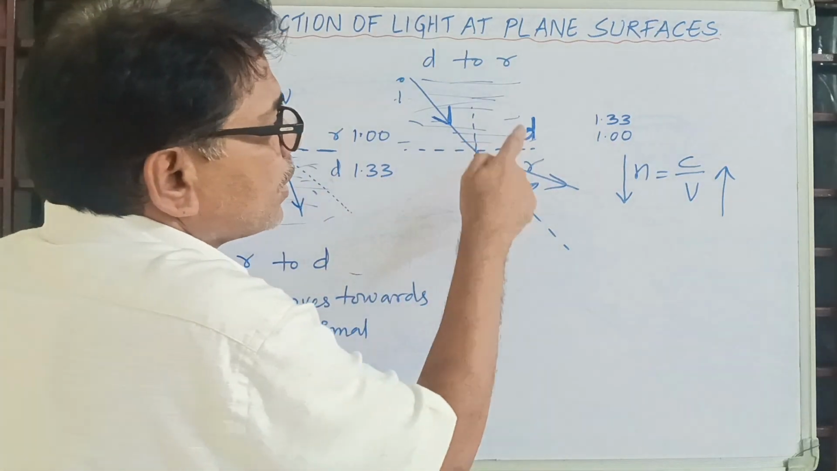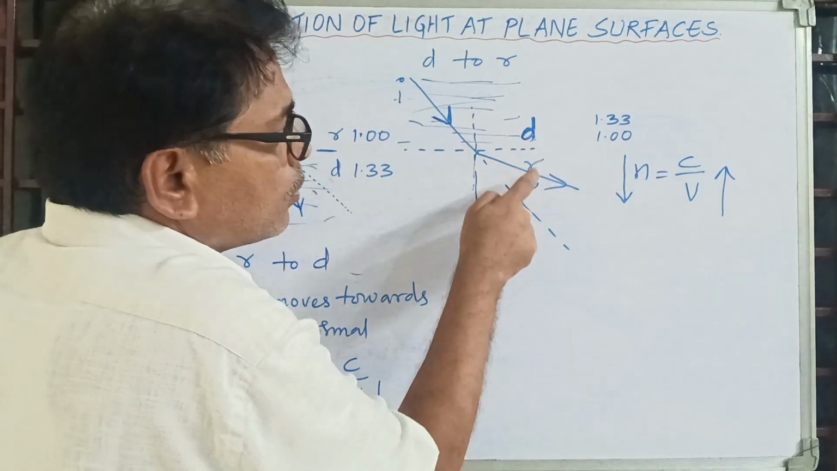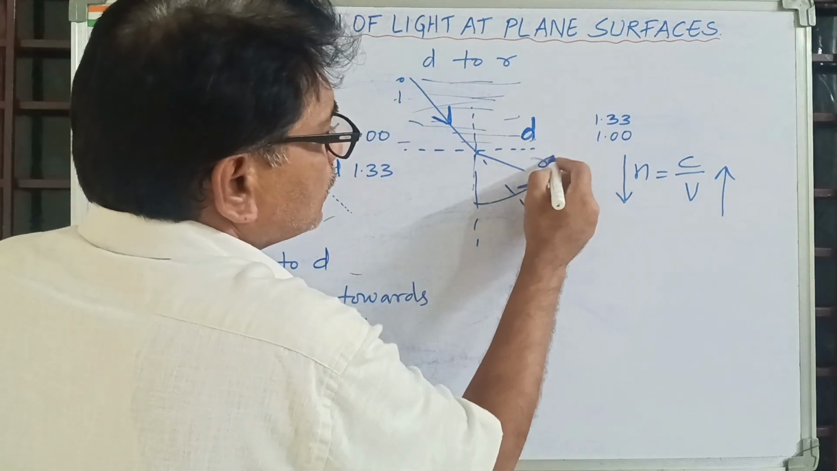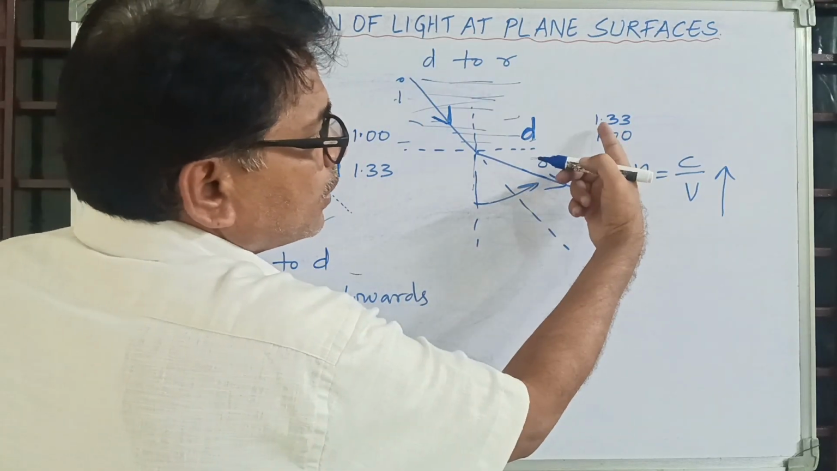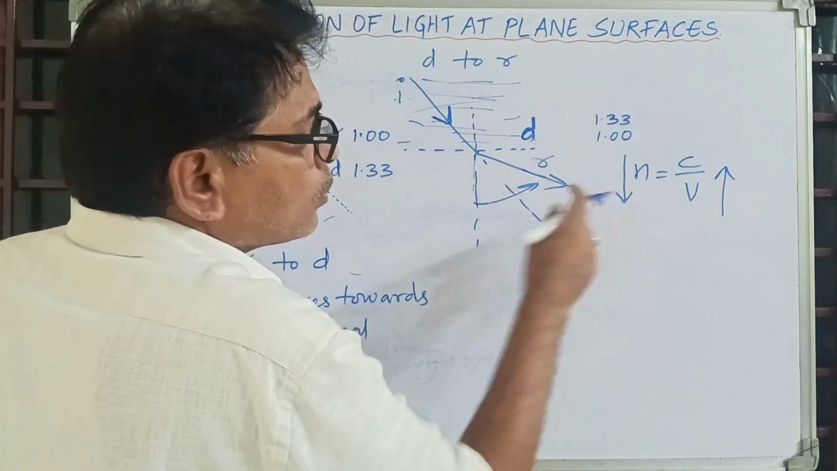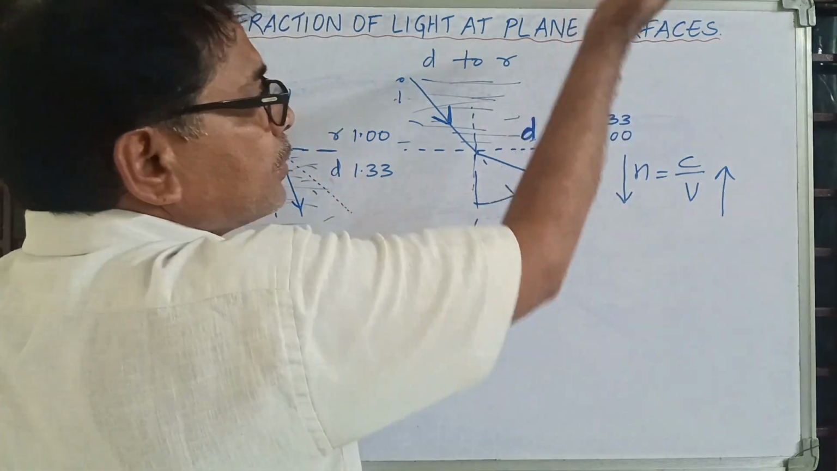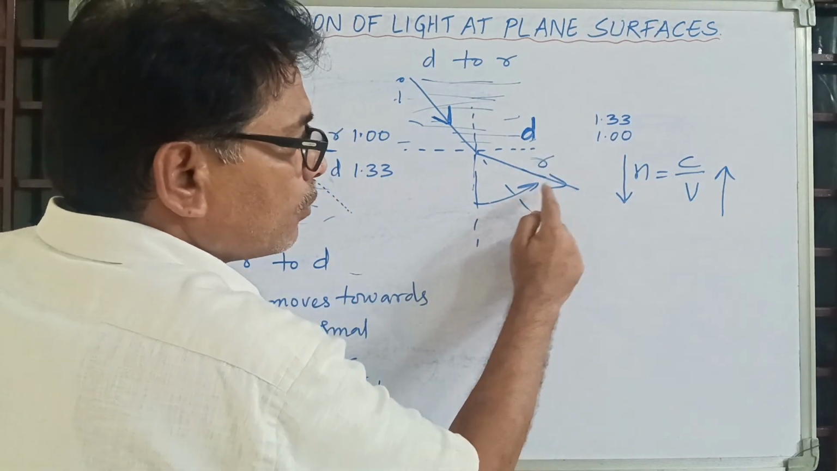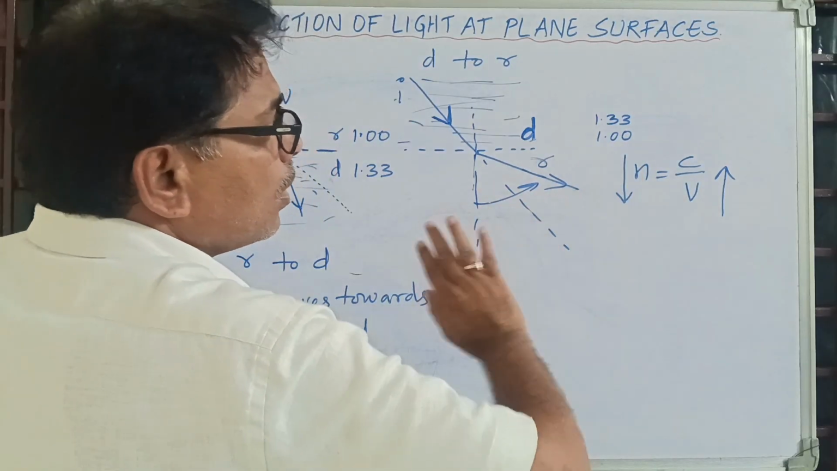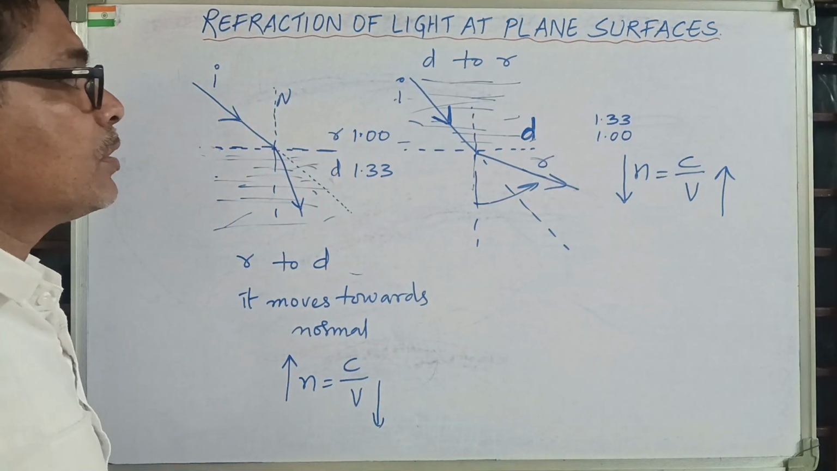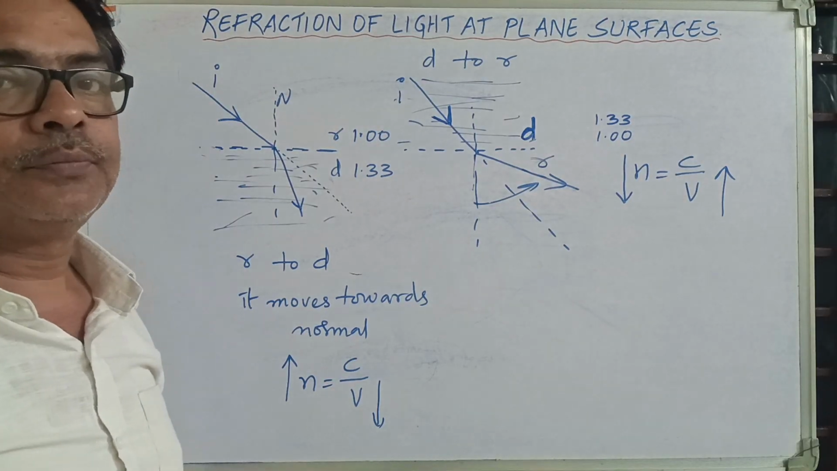Now, in this case, what is happening? It is coming from denser to rarer. Since it is coming from denser to rarer, that is 1.33 to 1, the refractive index is decreasing and velocity increases. When velocity increases, automatically it will move away from the normal. So this angle will be more. This is about refraction, right?